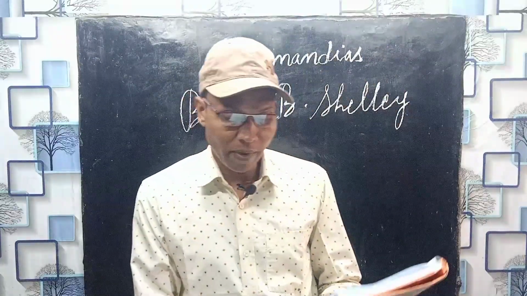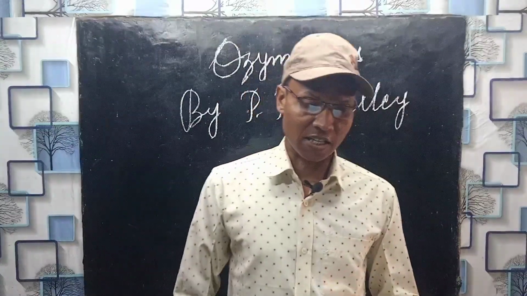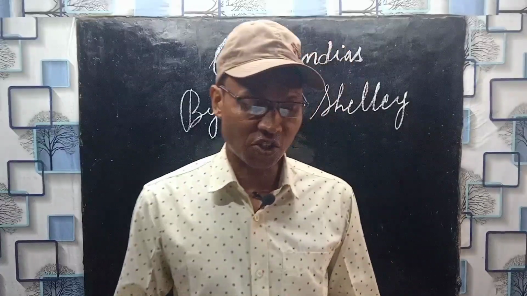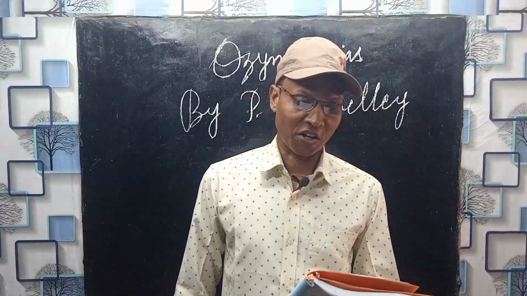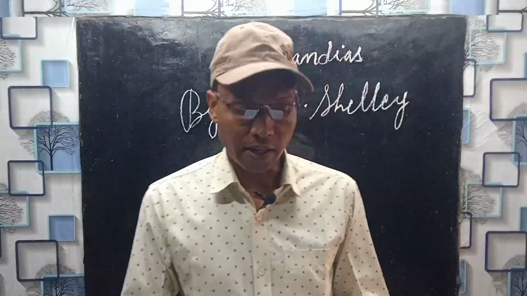And what was written on the pedestal? It was written, "My name is Ozymandias, King of Kings. Look on my works, ye Mighty, and despair! Nothing beside remains." Well, we'll go to that line later.